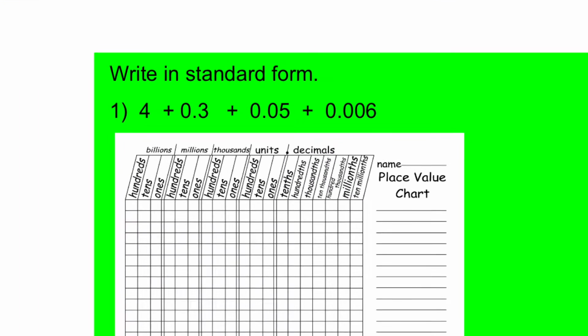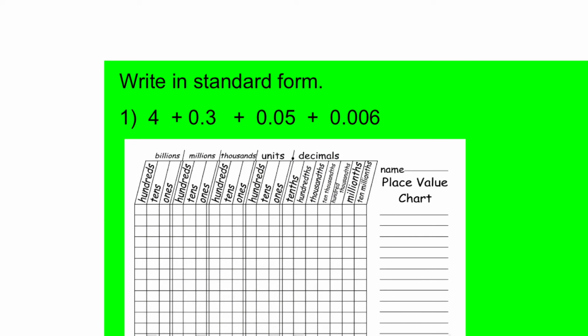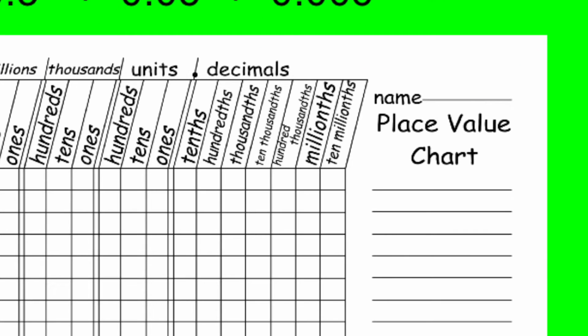So let's take a look at the first question here. It says, write in standard form, and we have this number broken into its parts. We have the whole number 4, then 3/10ths, 5/100ths, and 6/1000ths. So what we do, we start with our 4 ones. Well, 4 ones is the place right next to the decimal, to the left.